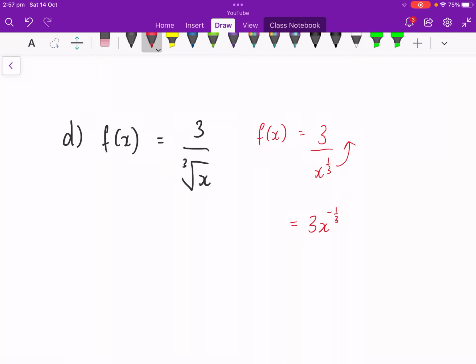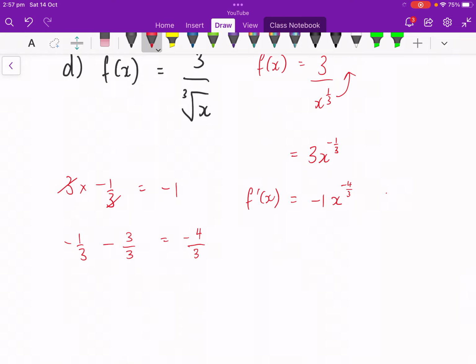Now it's got the clear coefficient, clear power. Let's differentiate. 3 times by a negative third. Those cancel out. You get negative 1. x to the power of negative a third, take away 1. I'm going to write it as the same power, same denominator to make it easy. Negative 1 take 3 is negative 4 over 3. Okay. Let's write our little differentiation there. Okay, so this is fine, but we want a positive index. So let's move that to the bottom, shall we?